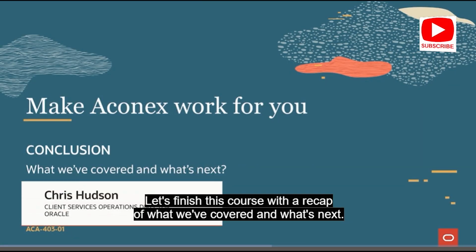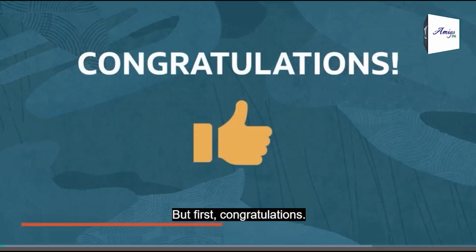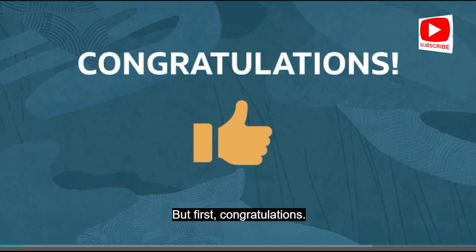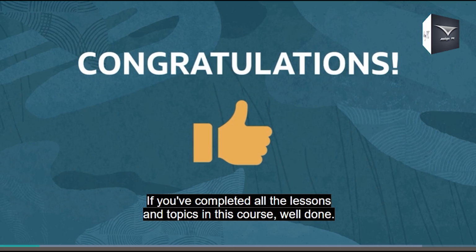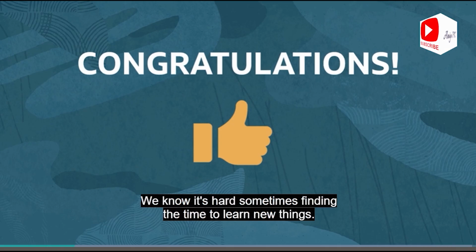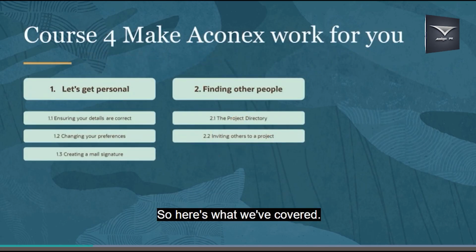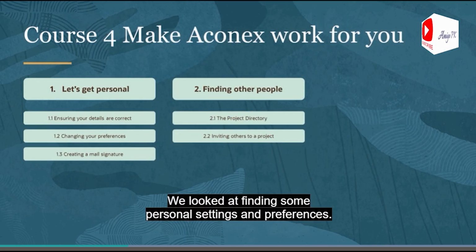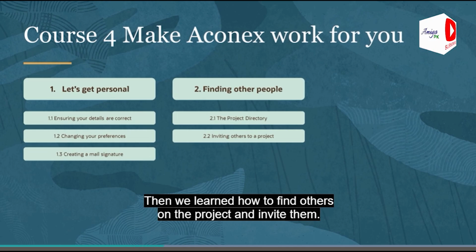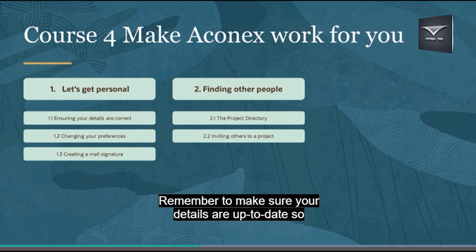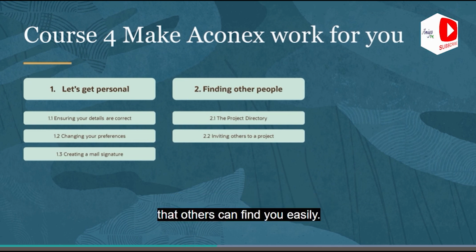Let's finish this course with a recap of what we've covered and what's next. But first, congratulations. If you've completed all the lessons and topics in this course, well done. We know it's hard sometimes finding the time to learn new things. So, here's what we've covered. There were only 2 lessons. We looked at finding some personal settings and preferences. Then we learned how to find others on the project and invite them. Remember to make sure your details are up to date so that others can find you easily.